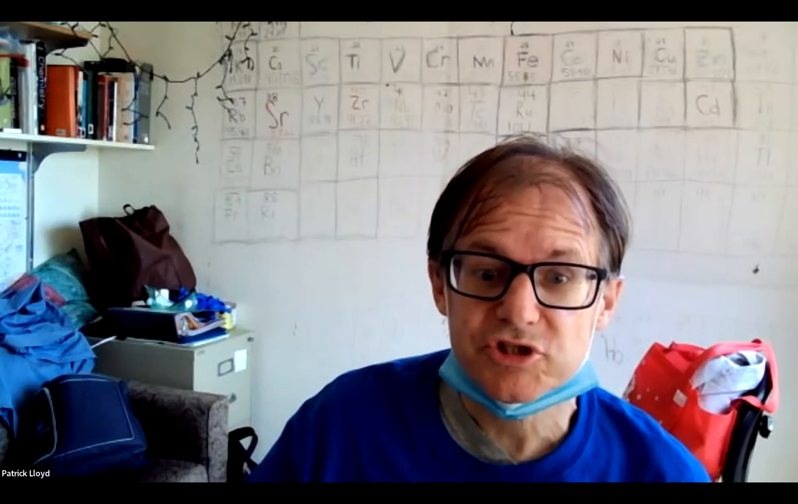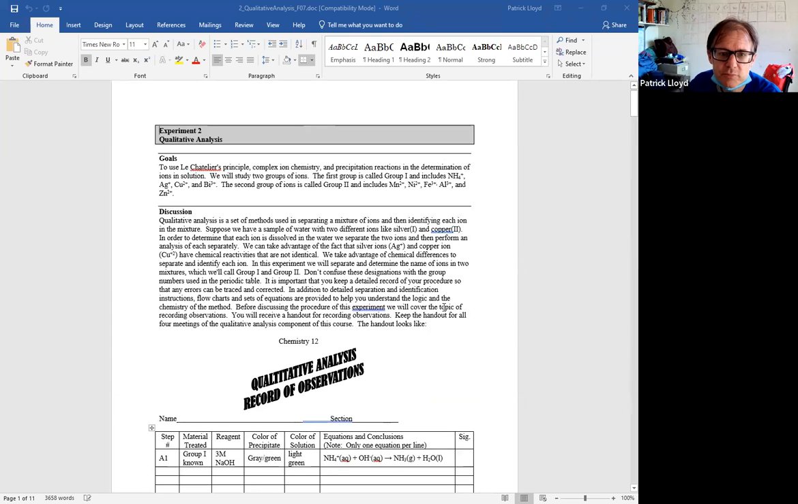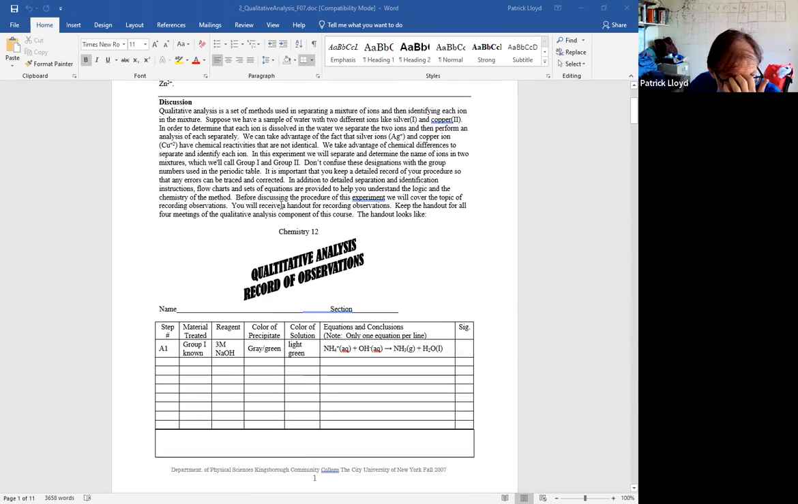Okay, what I'm going to do is show you where to look for the answer to your question. If you look at the procedure sheet, you may not have this one page, it's page one, but it shows you at the bottom what the sheet you sent a picture of looks like. See where it has the step, the material treated, reagent, color, precipitate, and the equation? So here's how you fill it out.